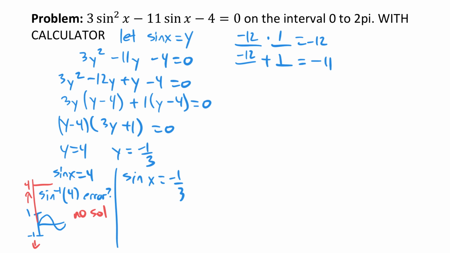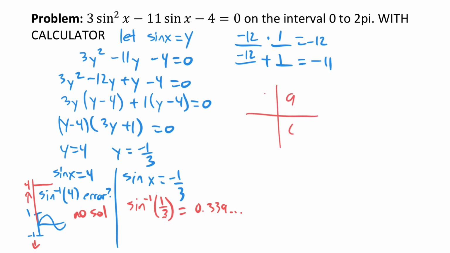But over here on this side, negative 1/3, yeah, that's between 1 and negative 1, that's fine. So we can go ahead and solve this like normal. We'll do sine inverse of 1/3, right? Drop in that negative sign. That's going to give us 0.339 and so on.